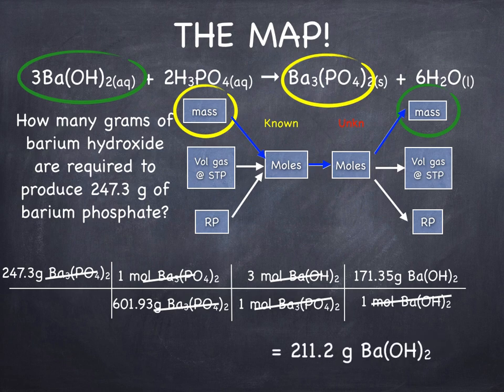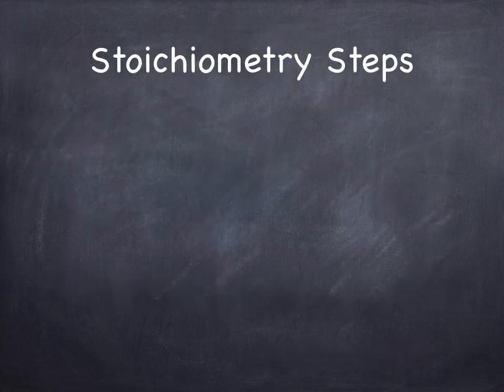Okay, and so you should get 211.2 grams of barium hydroxide. We're looking at 4 significant digits because of that 247.3. Both of our molar masses have 5 significant digits. So, the steps to stoichiometry.